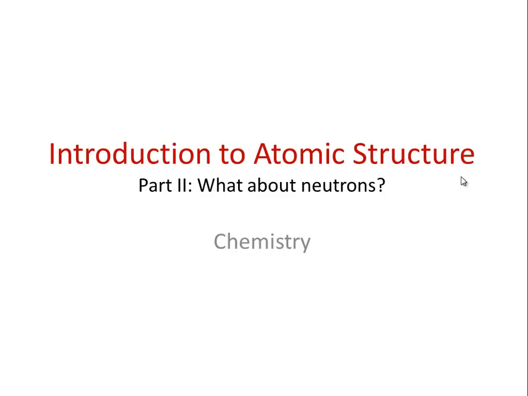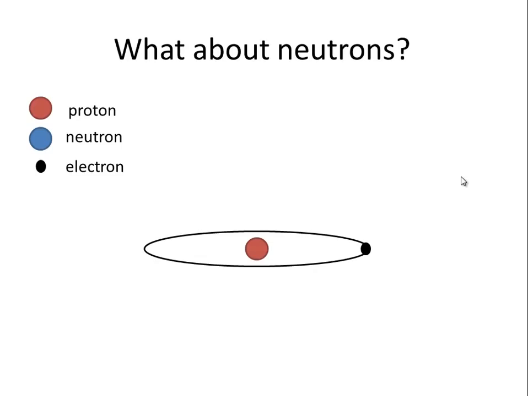I wanted to start part one by just focusing on protons and atomic number, and I wanted to emphasize that the identity of an element is determined by the number of protons in the nucleus. That's a very important concept, so hopefully you got that written down in your notes somewhere. Here we go. So what about neutrons?